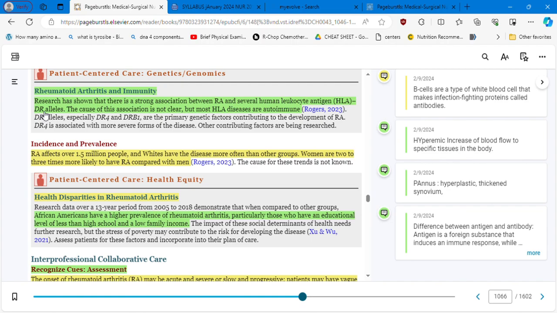Which is your DR alleles. The cause of this association is not clear, but most HLA diseases are autoimmune.